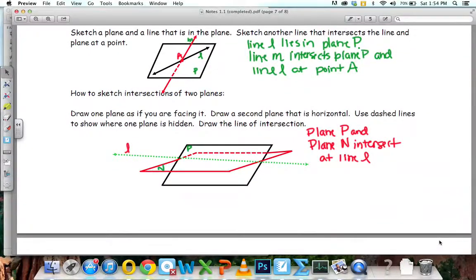All right. And now the intersection of two planes. So I've drawn my first plane as if I were facing it. And then I've drawn the second plane, plane N, as if it were like a tabletop. The intersection of two planes is always a line, and so I've drawn line L here as the line of intersection. And you can see I put a dashed line right here to indicate where plane N is behind plane P.